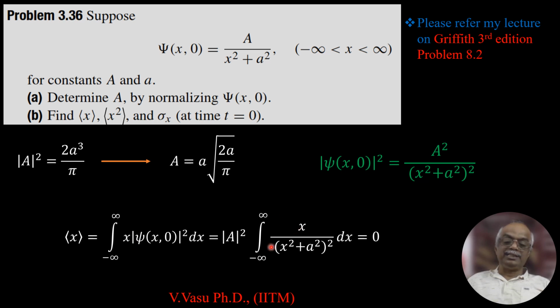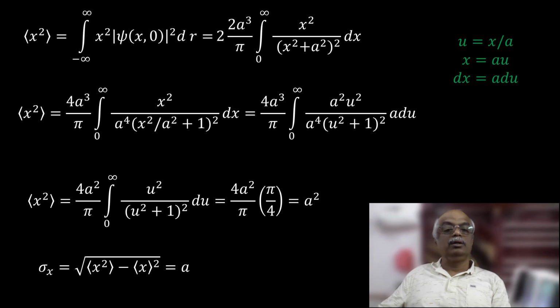If you see this denominator, that means the wave function is an even function. So the expectation value of x has an odd integrand. So naturally, this will be equal to 0. Now we will see the expectation value of x squared. By definition, the expectation value of x squared is equal to the integral between minus infinity to plus infinity of x squared modulus psi of x, 0 squared dx.